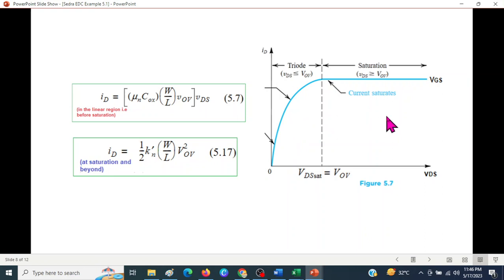So there are two formulas for current. One is for the saturation region and the other is for the non-saturation region. This portion is almost linear, so we are calling it the linear region. In the linear region, we'll be using this formula, which is given by equation 5.7. And in the saturation region, we'll be using this formula, which has a half in it, and it is equation 5.1. I'll not go into the detailed explanation. It has been given in your book. And if you want to have peace of mind, don't dig in, just assume that these are the two values.